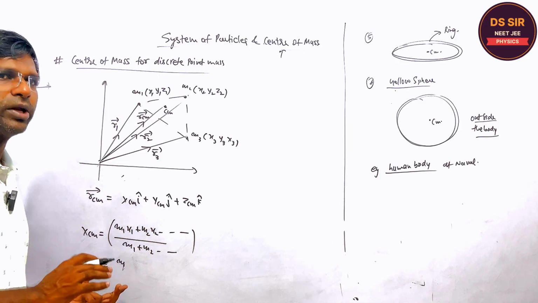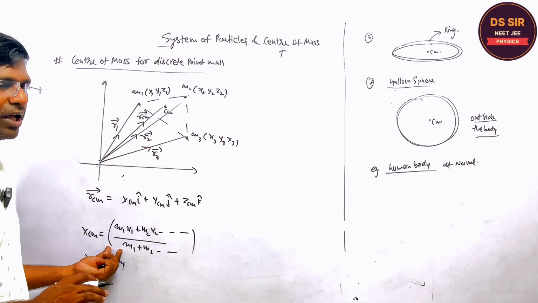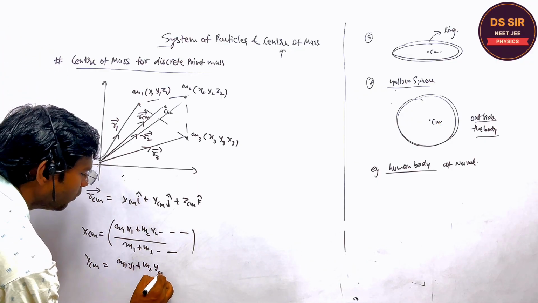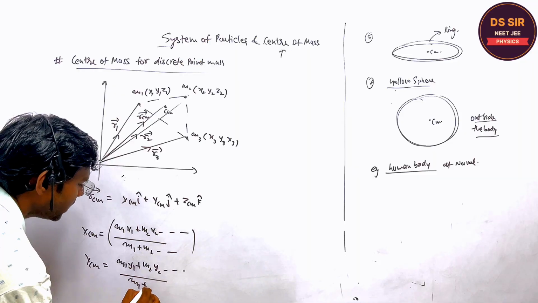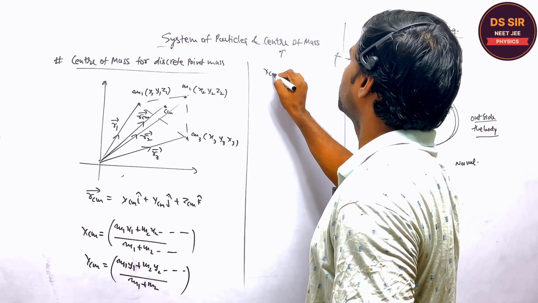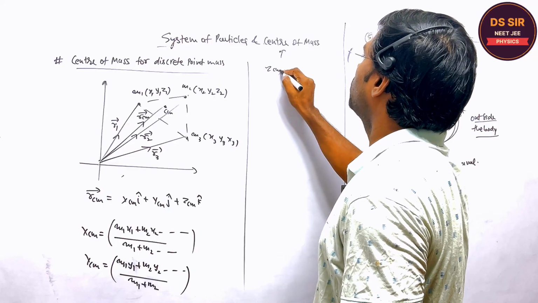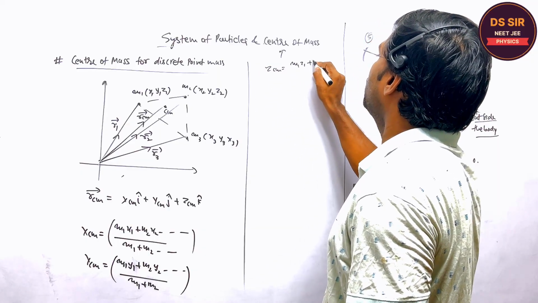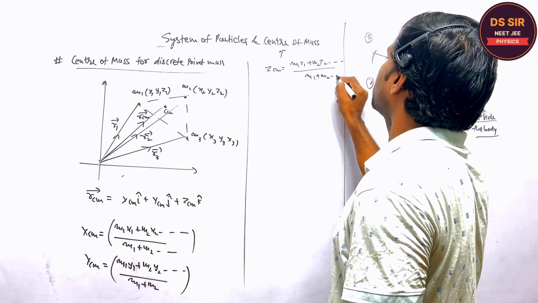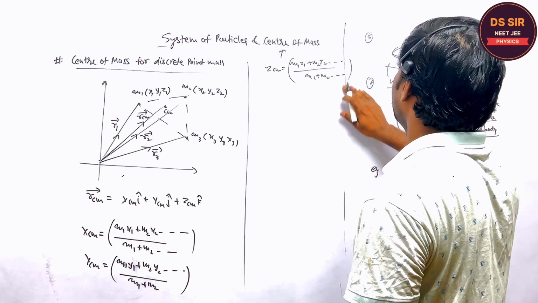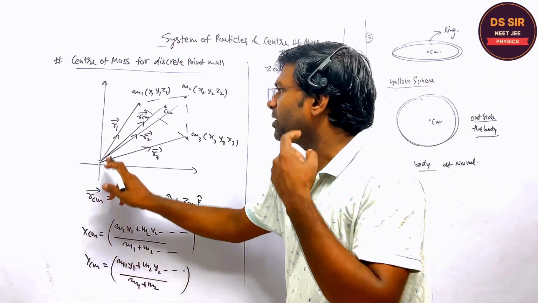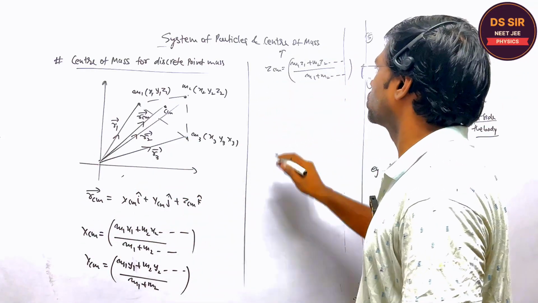We are not going to derive this formula, you just have to remember it: yCM is m1 y1 plus m2 y2 divided by m1 plus m2. In the same way, zCM is equal to m1 z1 plus m2 z2 divided by m1 plus m2 and so on. Is it clear or not? Also, sometimes the position vectors r1, r2, r3 are given in the question.